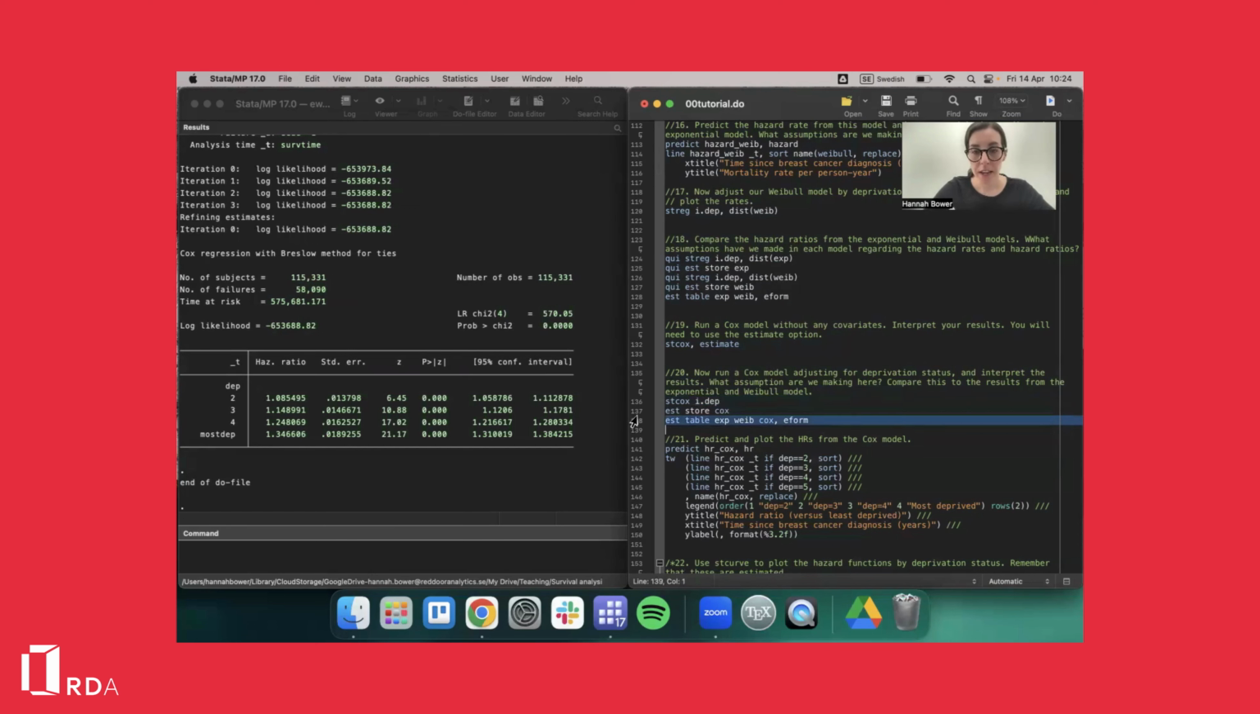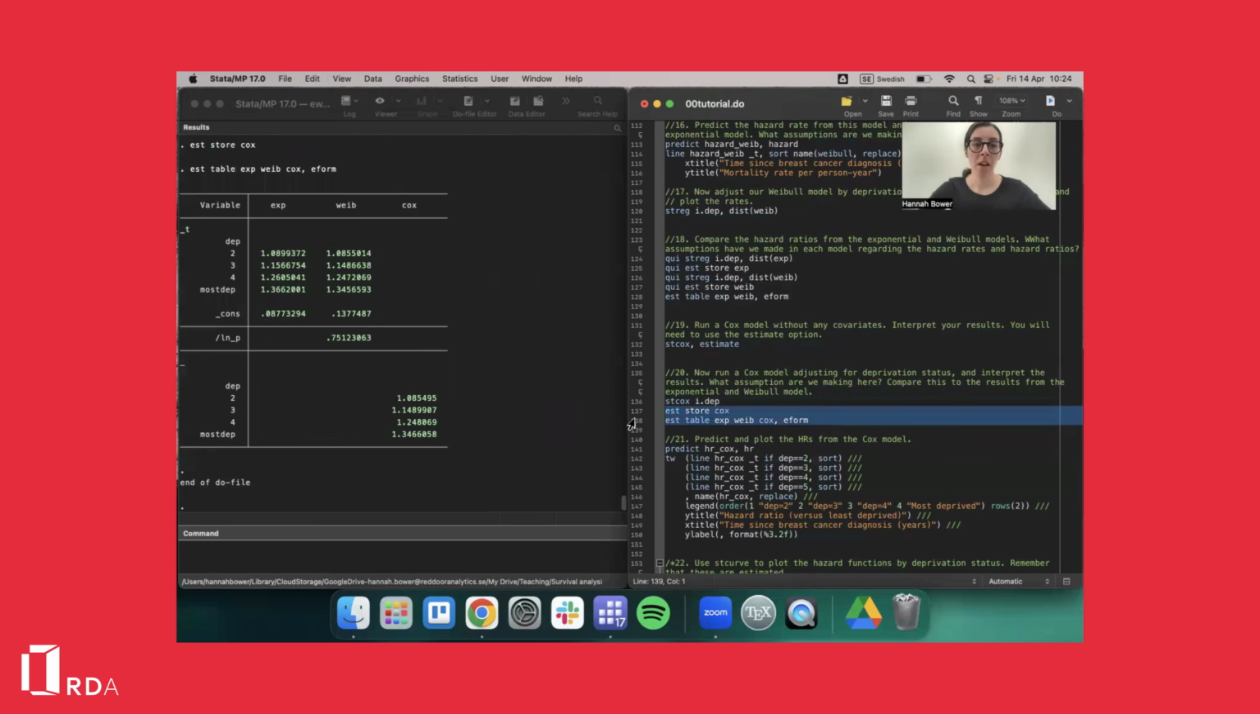And again, we can use our estimates store and estimates table command here. So we tell Stata that we want to save the values from this model in something called Cox. And then we want to display them side by side with the values from the exponential and the Weibull model. And here they're not quite displayed side by side, but you should be able to see that we are still comparing the top here, 1.08 to 1.08. And we can see that these are still very similar between the different models.